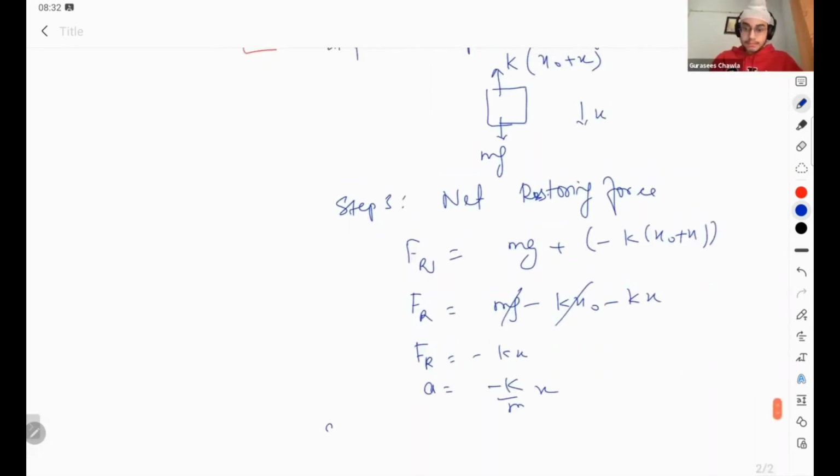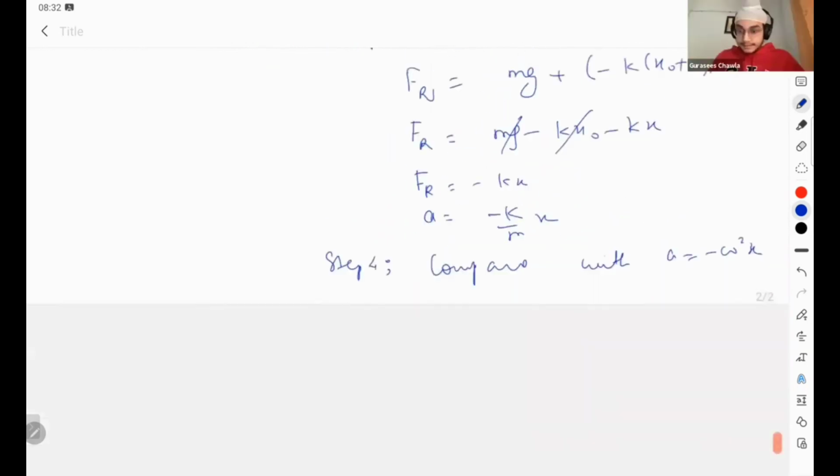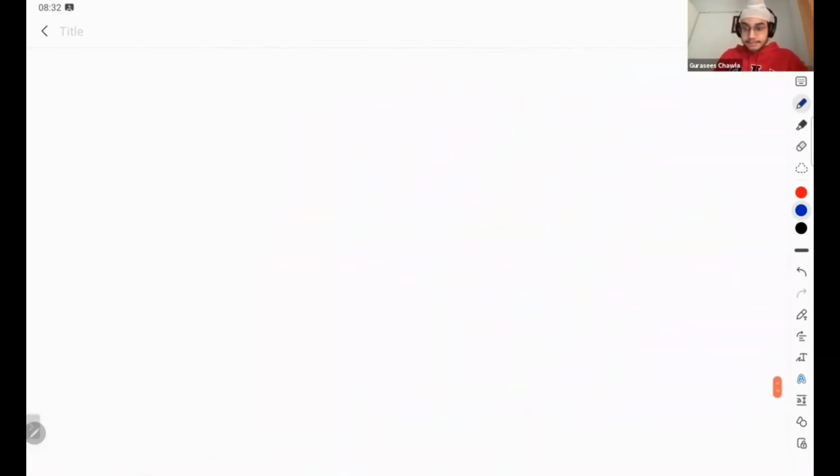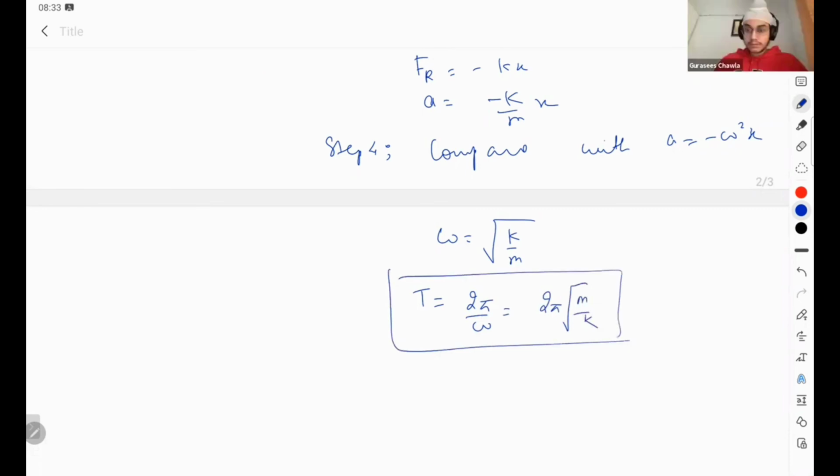So step 4, compare with a equals minus omega square x. So I get omega as under root k by m. Time period is 2 pi by omega, that is 2 pi under root m by k. Again the same answer.